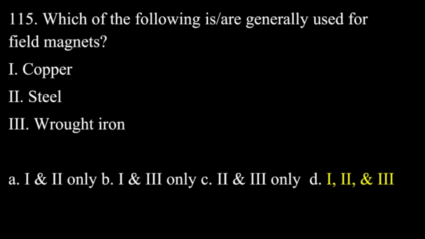Which of the following are generally used for field magnets? 1. Copper. 2. Steel. 3. Wrought iron. A. 1 and 2 only. B. 1 and 3 only. C. 2 and 3 only. D. 1, 2, and 3.